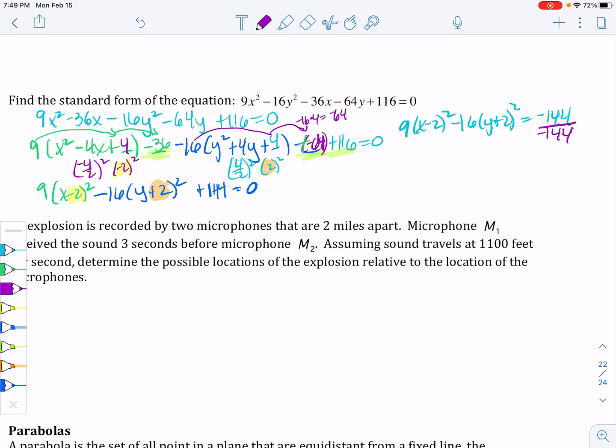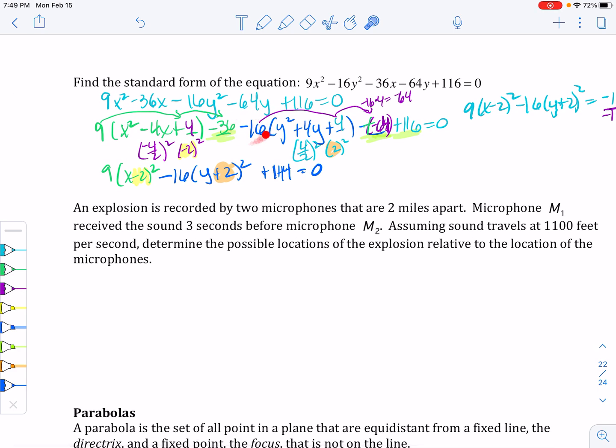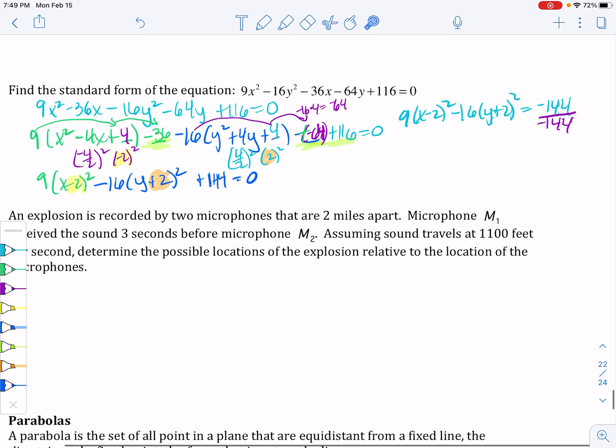So notice, originally, our 16 with our y's is what's negative. But right here, when we get it set equal to 1, it's going to flip it and make the x be negative. So divide by negative 144.